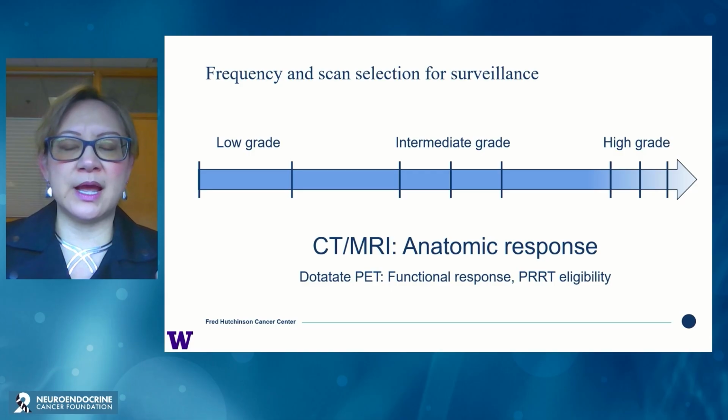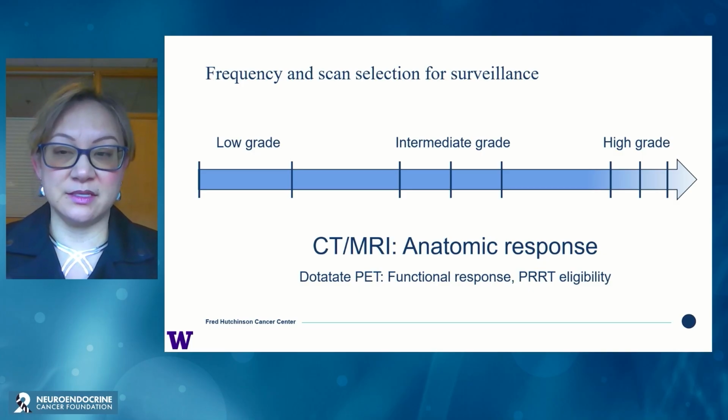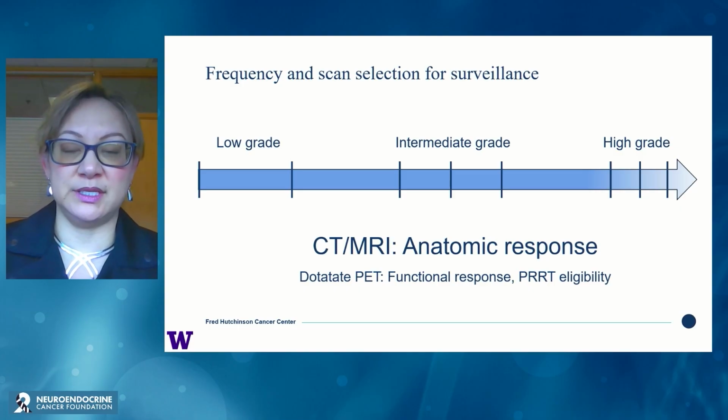In terms of how we think about frequency and scan selection for surveillance, because I get that question a lot, like how often should I get scans and which scan should I get to see if my tumor is progressing? First we look at the biology. Is it a low grade, intermediate grade, or high grade? And this is just a visual illustration of how we think about how often you need to get the scan. If you have a low grade lesion, generally we don't get them as frequently as, for example, if we have a high grade lesion.